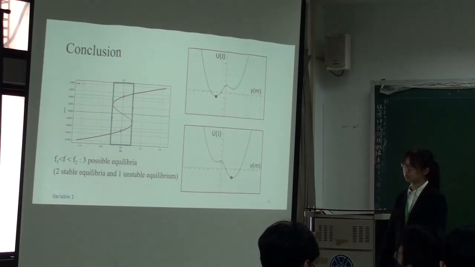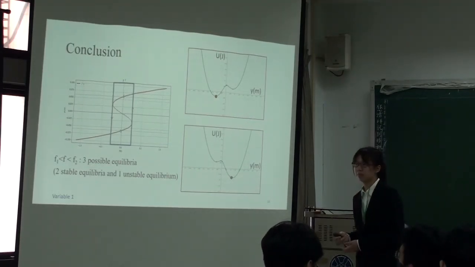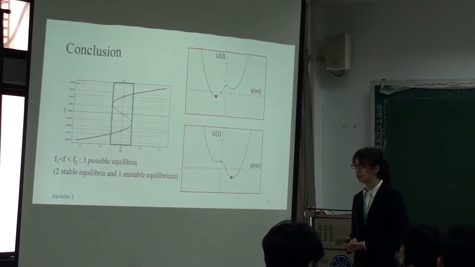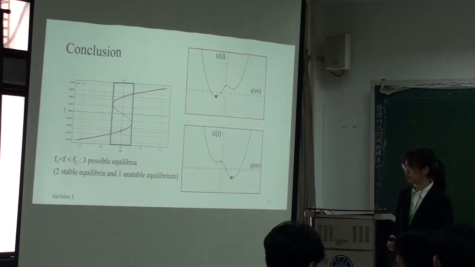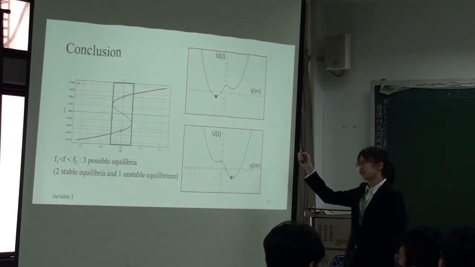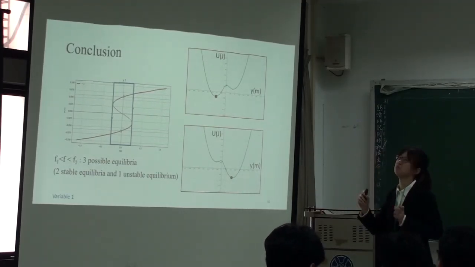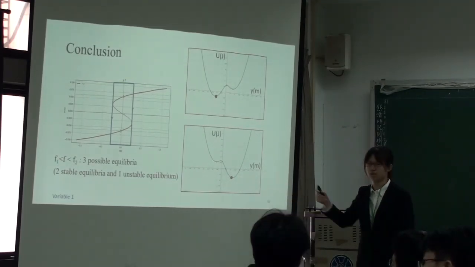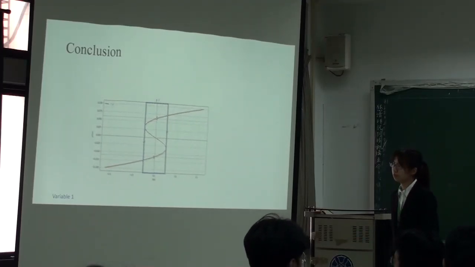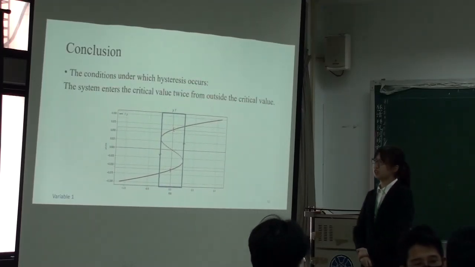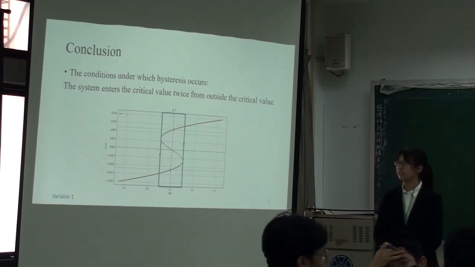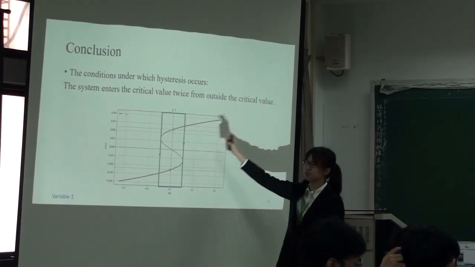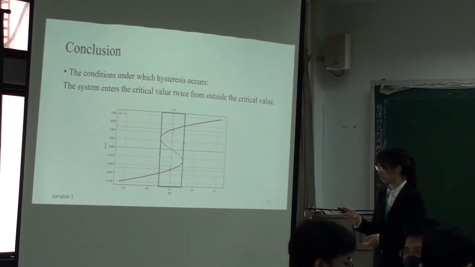So our conclusion would be, when f is bigger than f1 but smaller than f2, there are 3 possible equilibria, 2 of them are stable equilibria, and 1 of them is an unstable equilibrium. However, the potential energy is different due to the historical input, so it might look like this or like this. The condition under which hysteresis occurs is that the system enters the critical value twice from outside the critical value. So you can find the hysteresis.